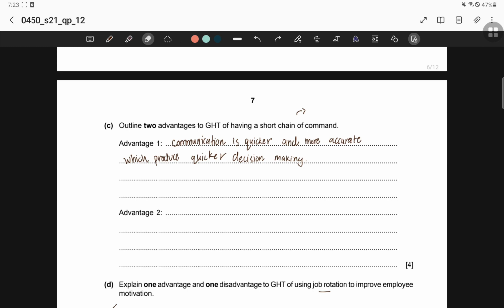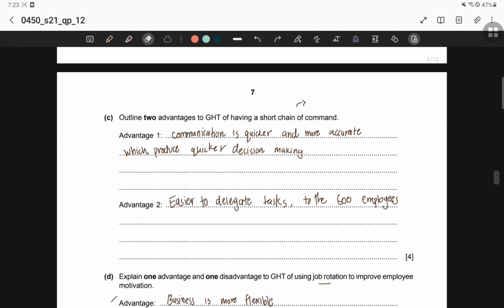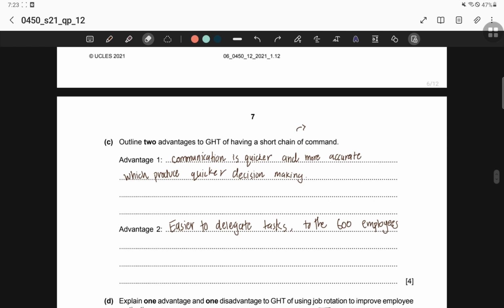Alright, another one is the information passed to the employees will pass down easier, or will delegate easier.